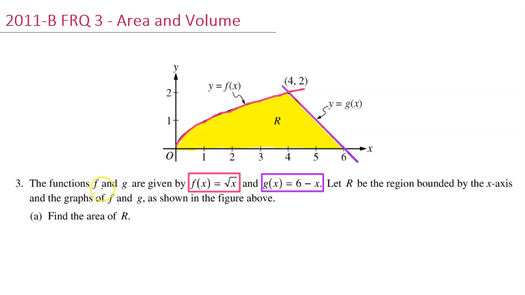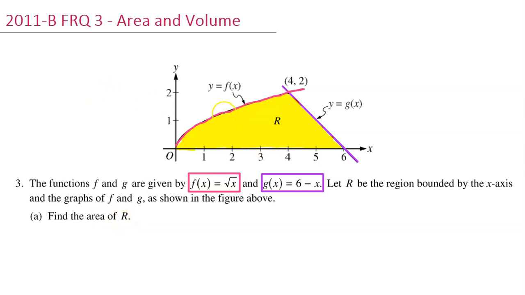The functions f and g are given by f of x equals the square root of x and g of x equals 6 minus x. Let R be the region bounded by the x-axis and the graphs of f and g as shown in the figure above. For part A, we need to find the area of region R.